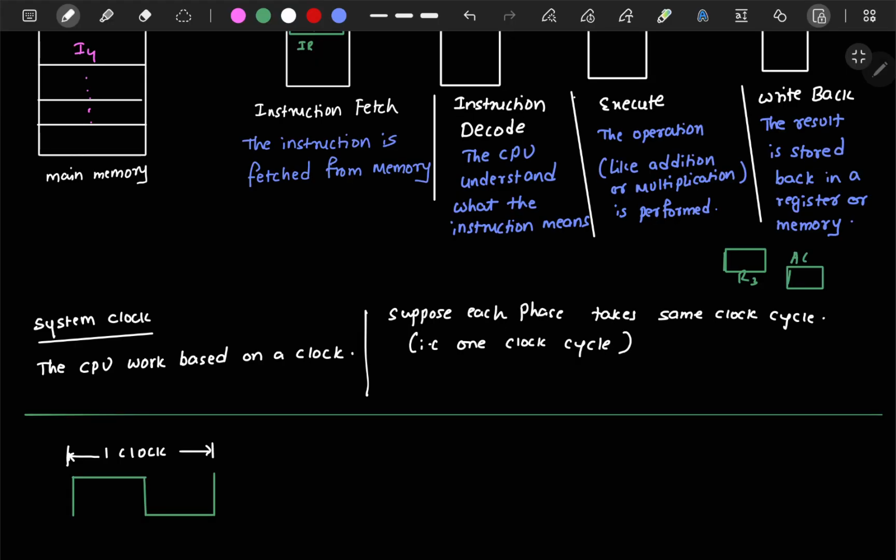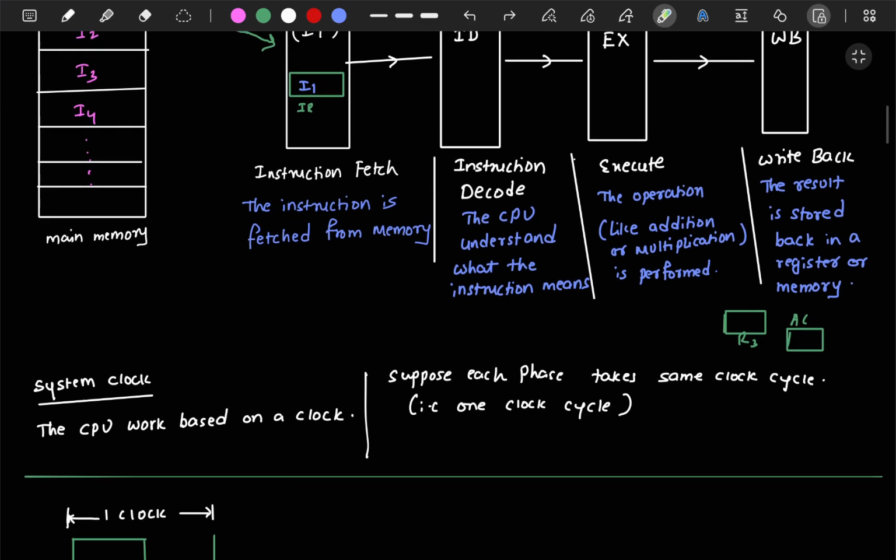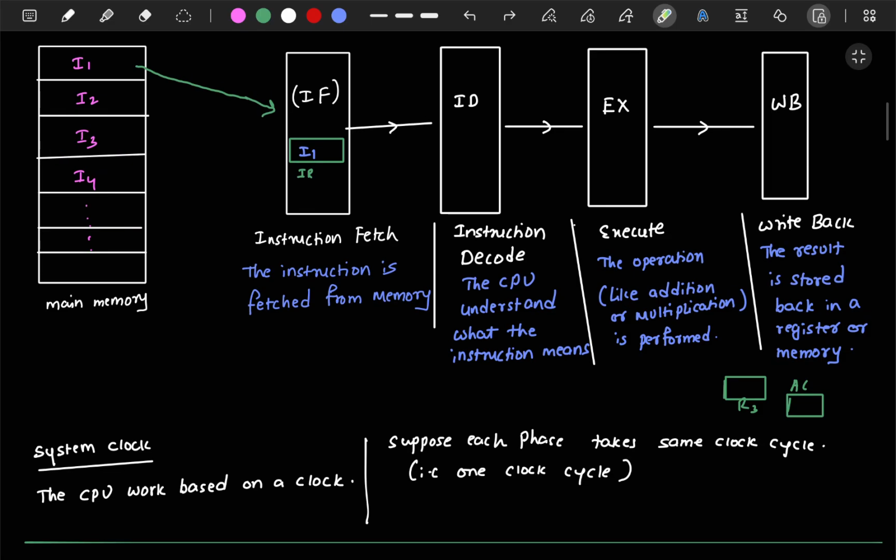Now you have to understand one more thing, that is all about the system clock. The CPU works based on the system clock. We have seen all these phases: instruction fetch, instruction decode, execute, and write back. All these phases take some time whenever an instruction enters them. We don't know what that time is, and it is decided by the CPU system clock.